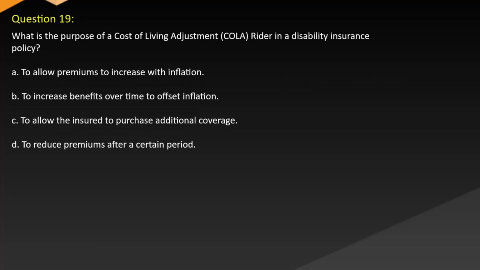Question 19. What is the purpose of a cost of living adjustment (COLA) rider in a disability insurance policy? A. To allow premiums to increase with inflation. B. To increase benefits over time to offset inflation. C. To allow the insured to purchase additional coverage. D. To reduce premiums after a certain period.